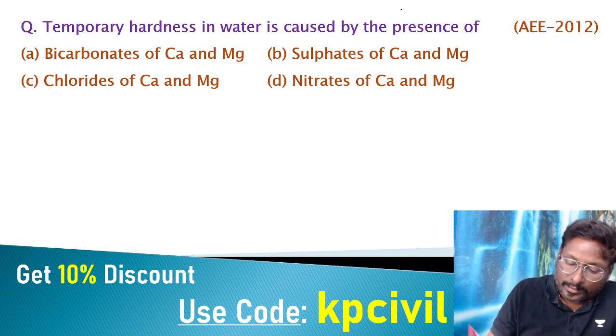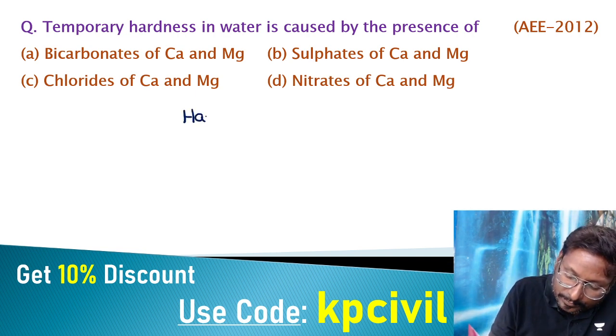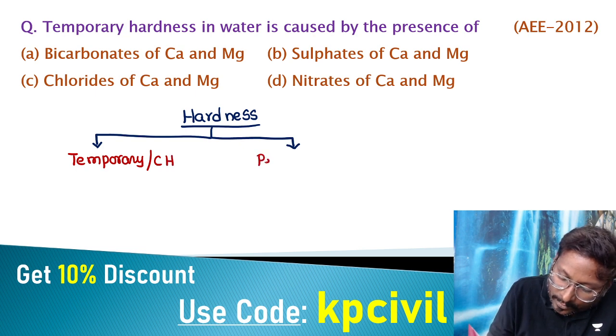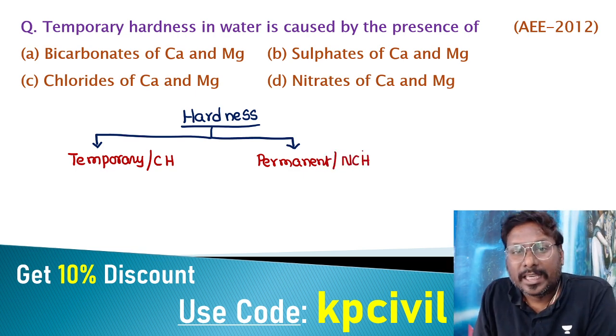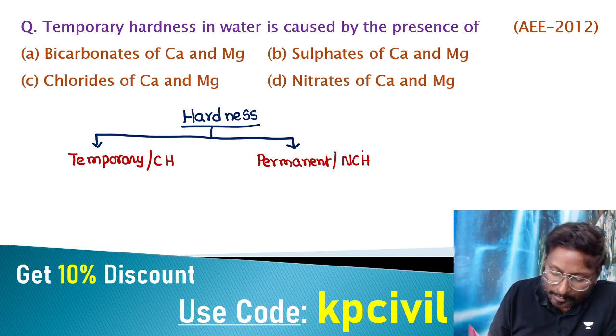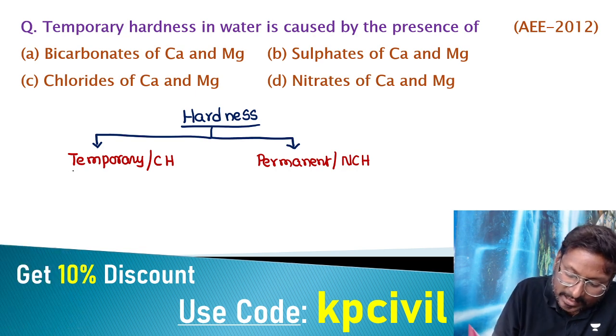Temporary hardness of water. You know this, hardness of water is classified into two types. Temporary hardness, which is called carbonate hardness. Permanent hardness, which is called non-carbonate hardness. CH, NCH. Temporary hardness, carbonate hardness. Permanent hardness, non-carbonate hardness.